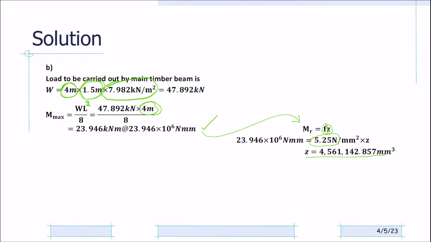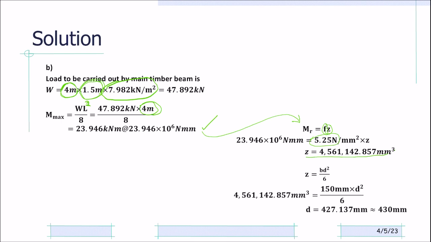Right, so we need to find the depth. So in order to find the depth, we can get the depth by using the formula of Z equal to BD squared divided with 6. Okay, this is the formula for section modulus, solid rectangular beam. Then you just put the Z here, the value of Z, and the B is given in the question. Then what you're trying to find is the D.